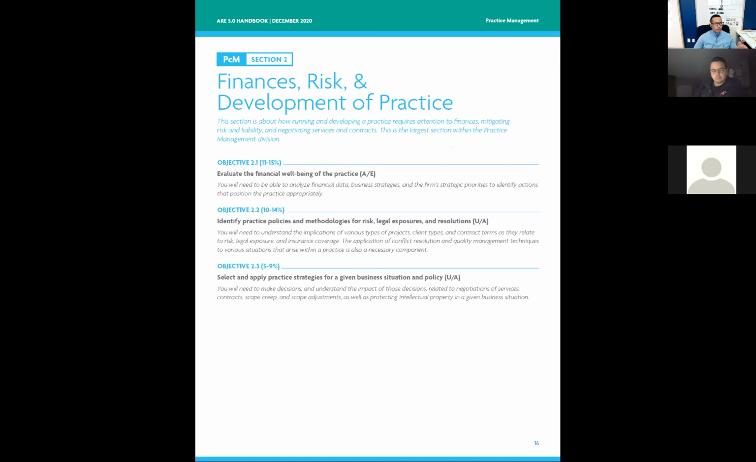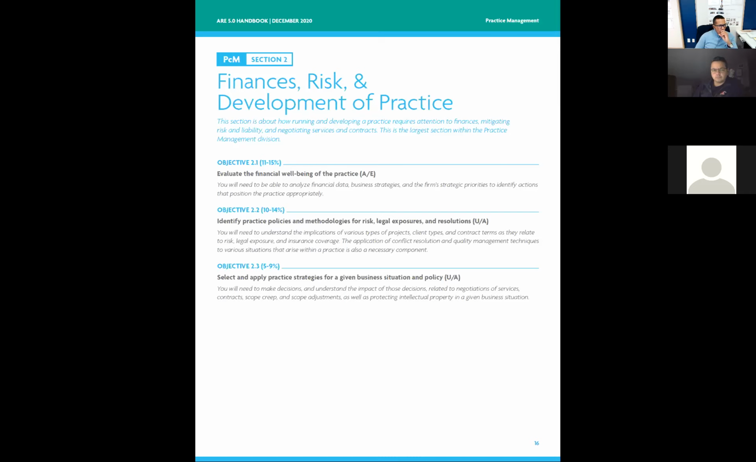Then we get to section 2, finances, risk, and development of a practice. Before, we were dealing with insurance and things like that, and somewhat with risks too, but here it is money risks. Like, when can we lose money? How can we mitigate losing money? Things like that. And also here we focus a little bit more on how to protect our practice from those risks and liabilities. So objective number 2.1, evaluate the financial well-being of the practice.